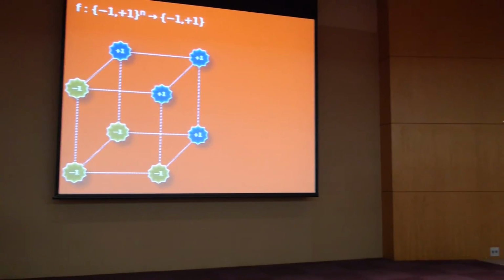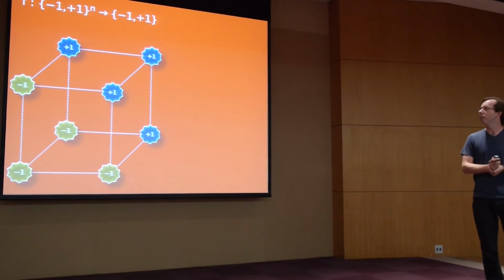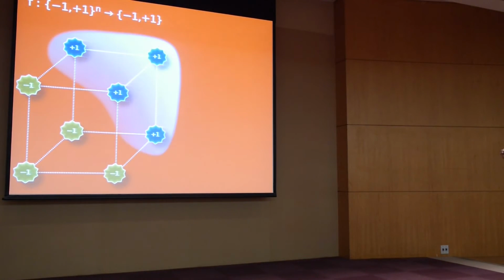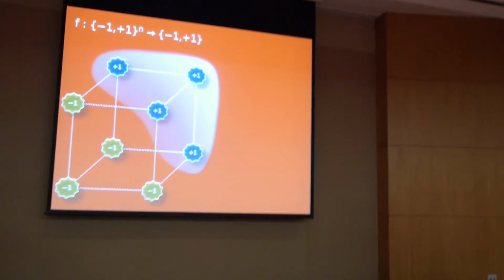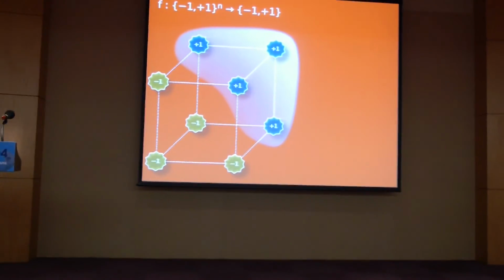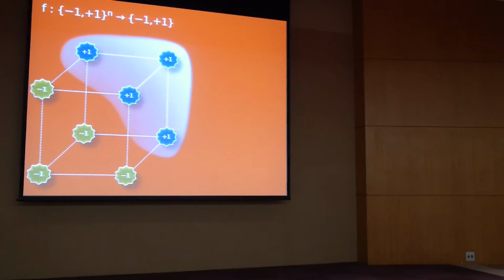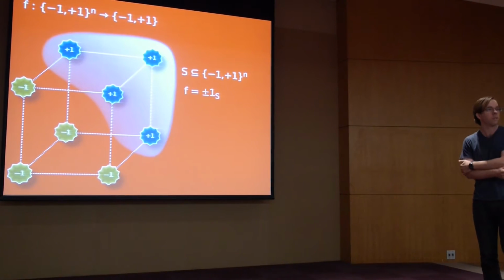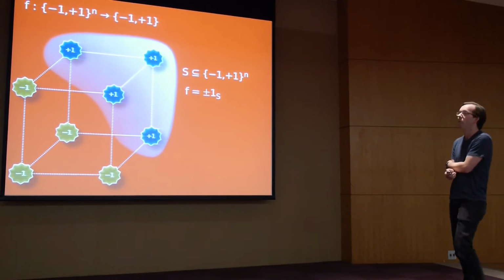So f gives a labeling of plus or minus 1 to each point of the discrete cube. And sometimes it's also nice to think about a function geometrically. In particular, we'll look at it as an indicator function for all the points in the discrete cube that have value plus 1. So for the rest of this talk, I'll call the set of points where f is plus 1 S. So it's either a set of vertices or a Boolean function.